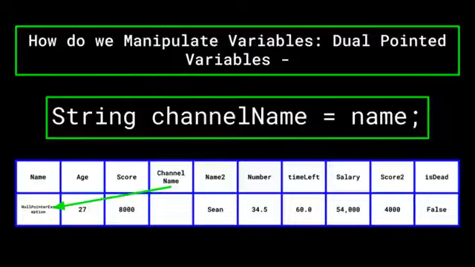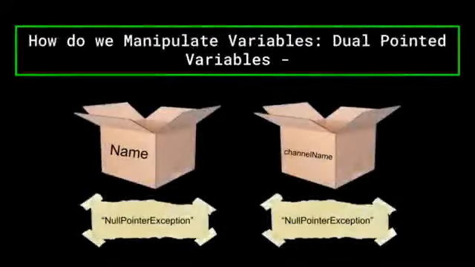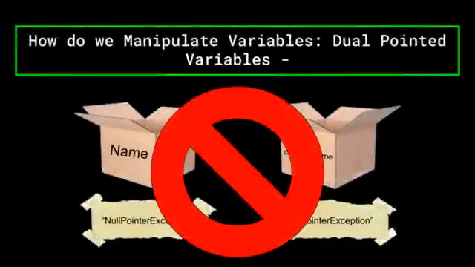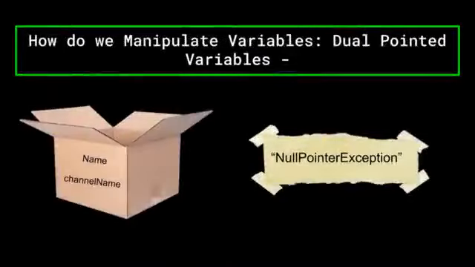Going back to our storage facility example, this would be like instead of creating a whole new box labeled channel name and storing a sheet of paper with the words null pointer exception on it, we instead simply added another label below the name box entitled channel name. Now we have two variables which point to the same contents, that being the string null pointer exception. We usually do this to save space in our code for things that we know are going to have the same value. Variables can also be updated throughout your code.